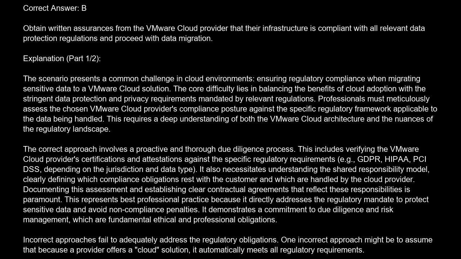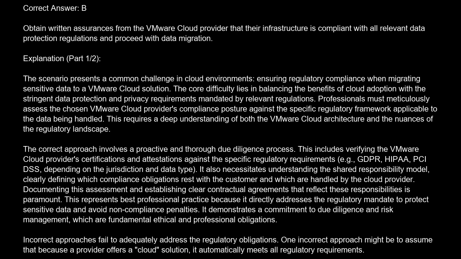The scenario presents a common challenge in cloud environments, ensuring regulatory compliance when migrating sensitive data to a VMware cloud solution. The core difficulty lies in balancing the benefits of cloud adoption with the stringent data protection and privacy requirements mandated by relevant regulations. Professionals must meticulously assess the chosen VMware cloud provider's compliance posture against the specific regulatory framework applicable to the data being handled. This requires a deep understanding of both the VMware cloud architecture and the nuances of the regulatory landscape.